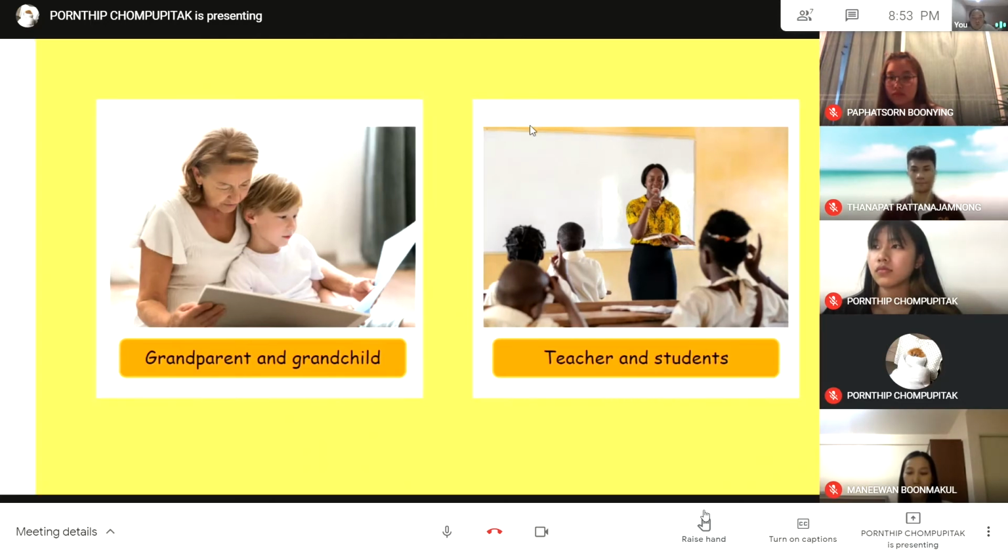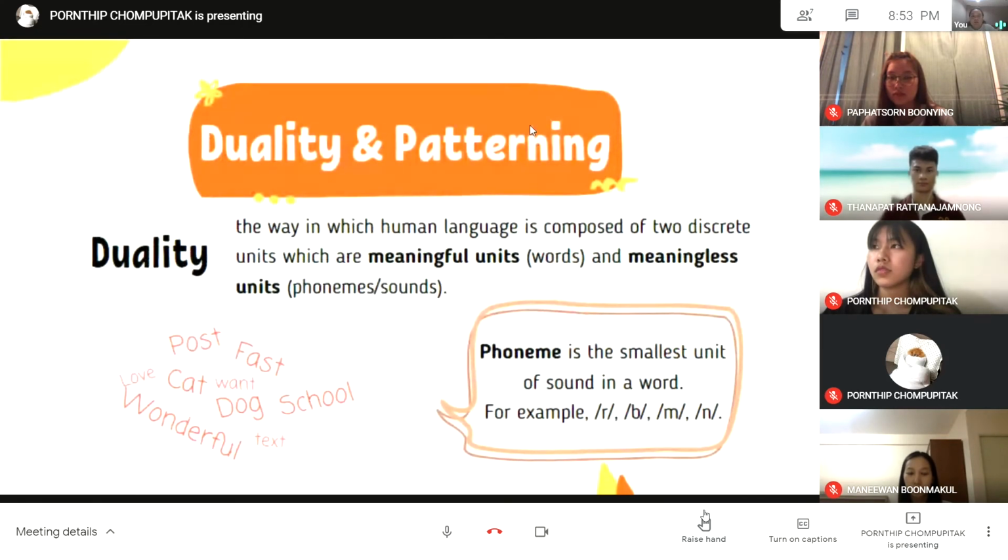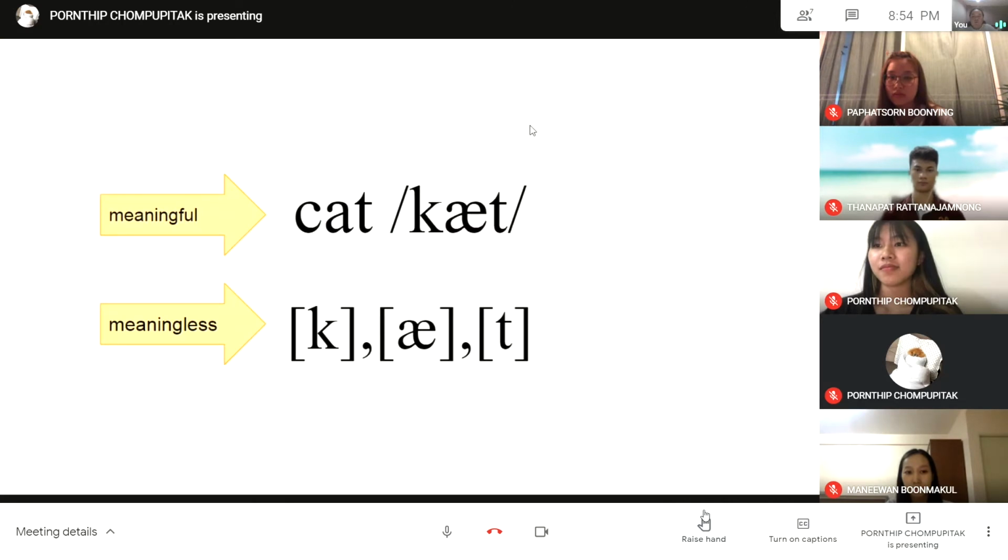Next is duality and patterning. Duality is the way in which human language is composed of two discrete units, which are meaningful units or words, and meaningless units, which are phonemes or speech sounds. For example, the English word cat has a combination of meaningless units or phonemes. Three phonemes, k, a, and t, make up the meaningful unit, the word cat.